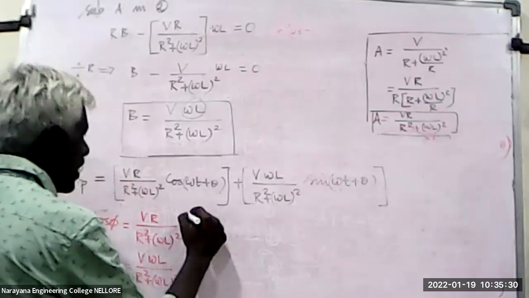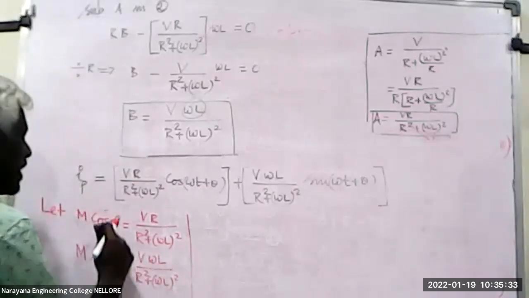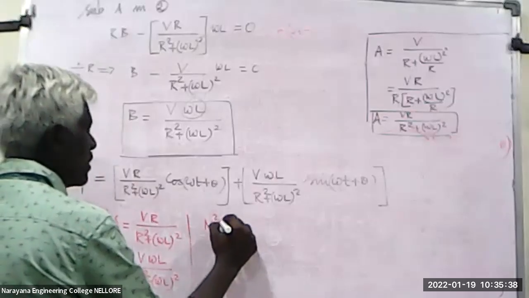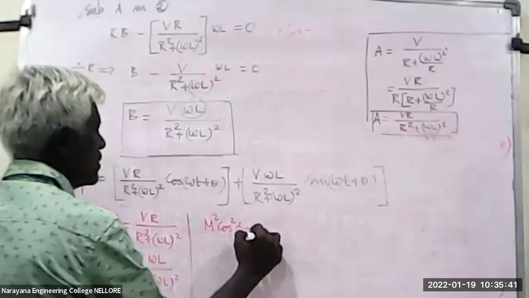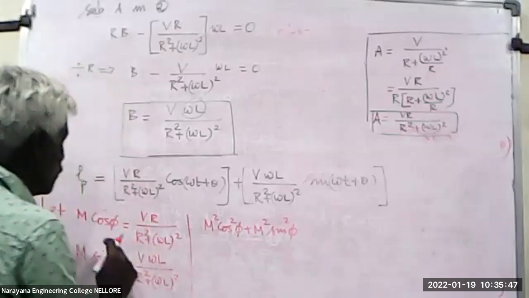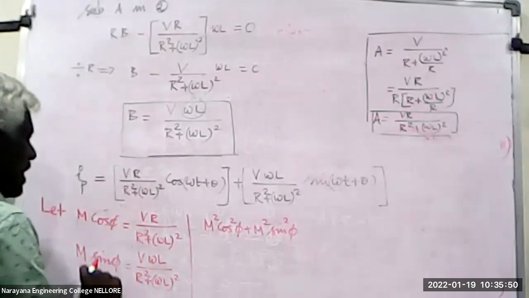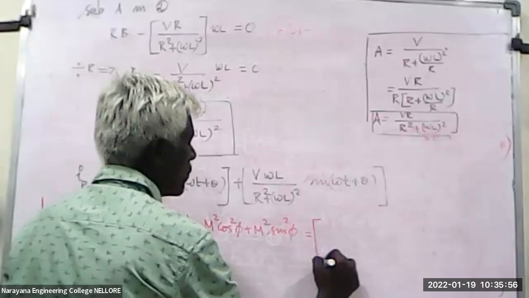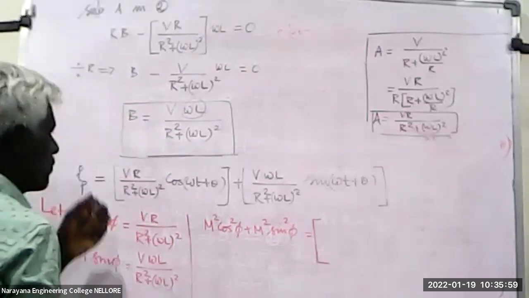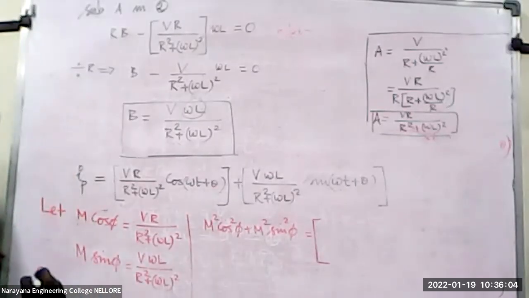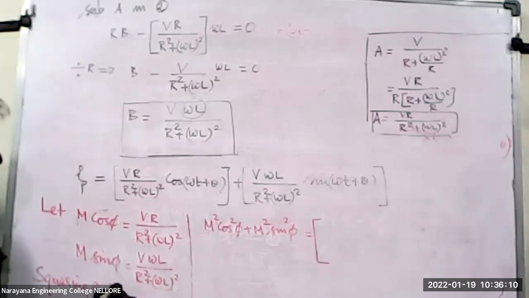Now, when you find, squaring on both sides and adding them up, you get m square cos square phi plus m square sin square phi. We square and then add with the square of this, which is equal to m square only. Sorry, not 2m, so sorry, sir. M square only. We square and add. Okay, squaring and adding on both sides.